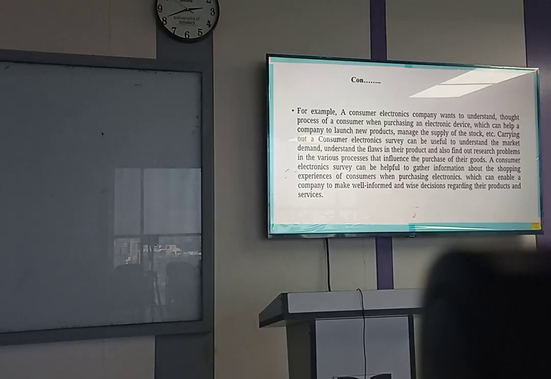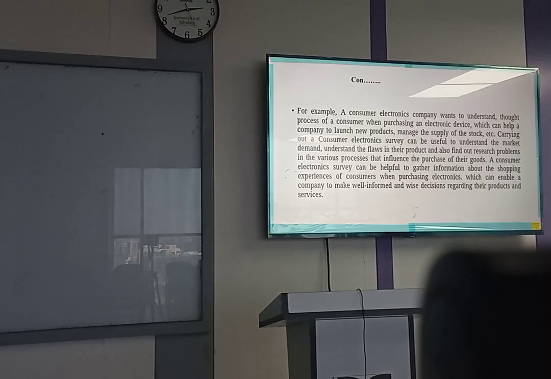So, suppose LG comes with the old television, CRT TV, will it work? It will not work. So, a consumer electronics survey can be helpful to gather information about the shopping experience when purchasing electronics, like what are the preference levels of the customer, what type of TV they like. Previously, as you say, it was CRT, then LCD, LED, 3D. So 3D, 4K. Yes, 4K.